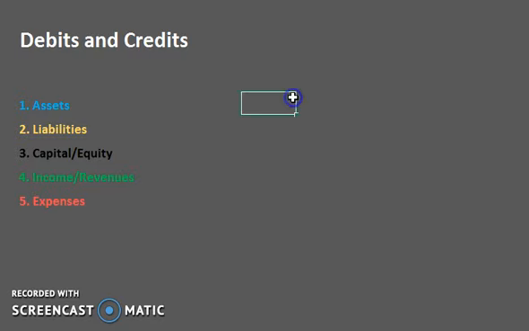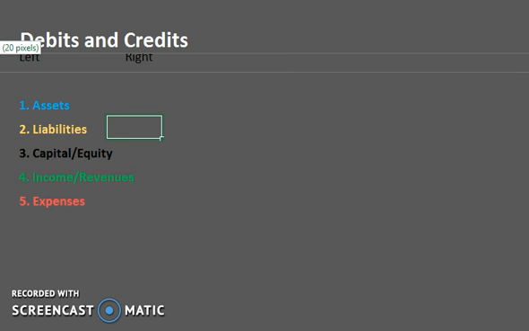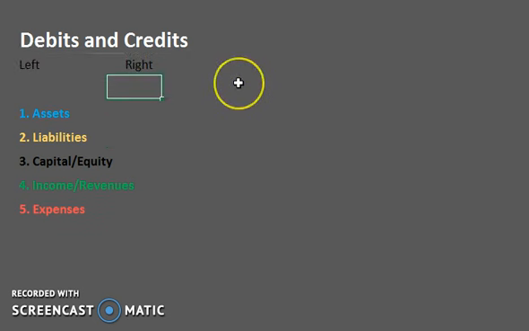Now, debits and credits have some very basic meanings. Debits, those are on the left, and credits, those are on the right. And it may seem very basic, but it is just a very important little definition to keep in mind. And you'll see more about what this means when we get into our T account. So keep in mind, debits on the left, credits on the right.